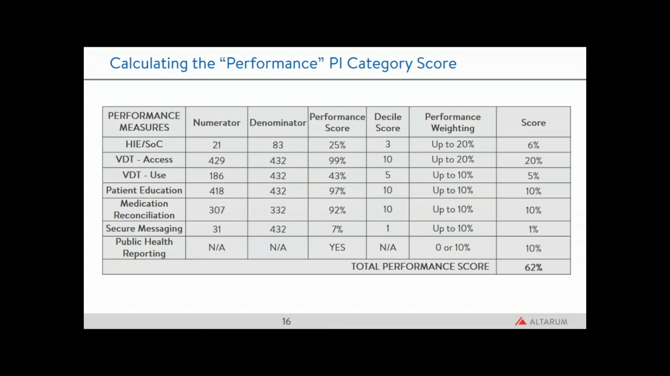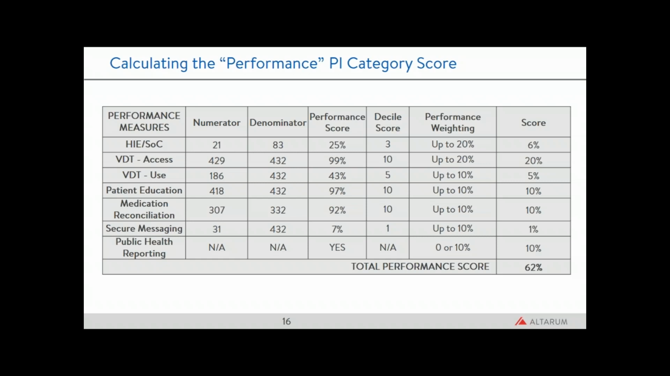Then we circle back to the performance score, and this is where every numerator counts. Every patient that you are doing that action on is going to add to your score for that particular measure. So we look at each of those numerators and denominators. We see this provider getting 25% on the HIE measure, which again is unusually well. The VDT, they're doing great. That 99% performance rate translates to 10 points. That is one of the ones that is doubled for the transition measures, so they're getting the full 20 points.